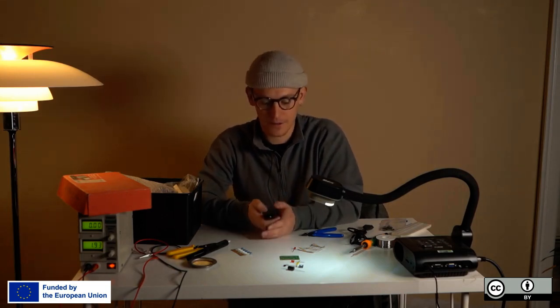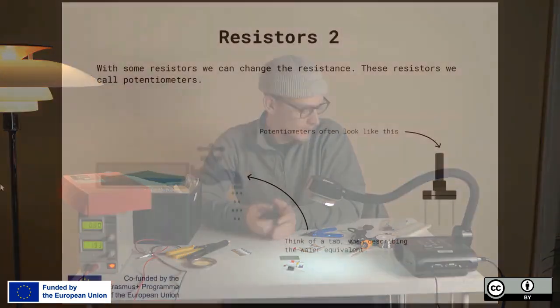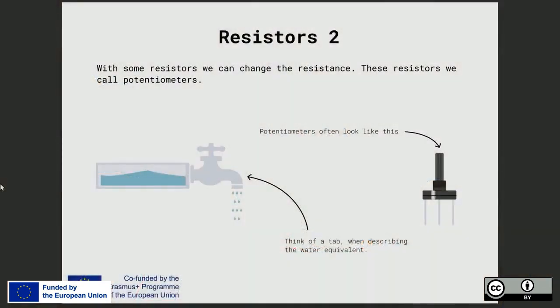And then there are, as I mentioned, resistors where you can change the resistance. That is what we call a potentiometer. These are very often used in small Arduino projects where you want to maybe dim a light or choose between different functions in the Arduino circuit.